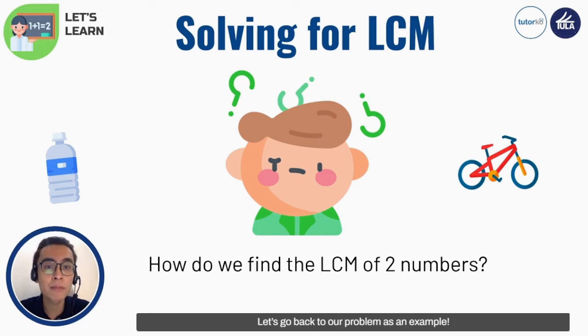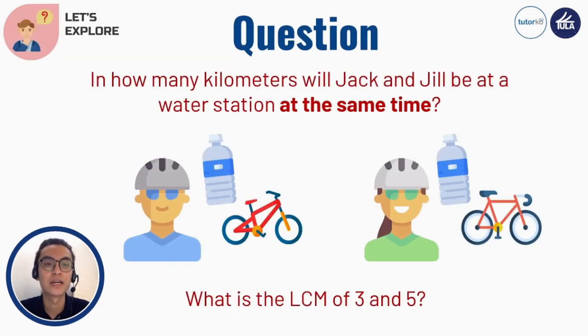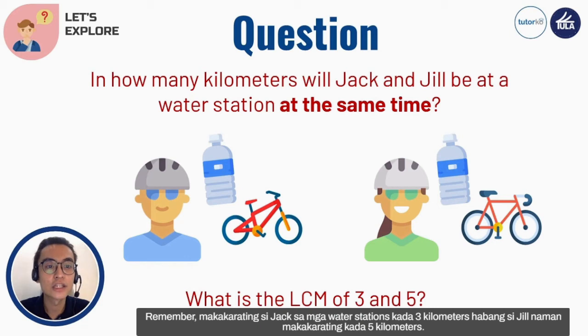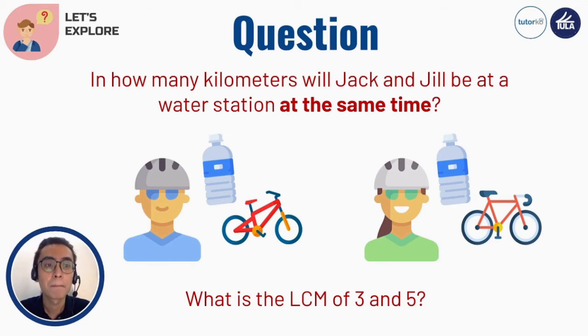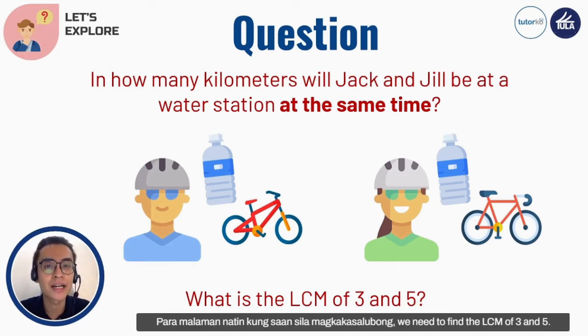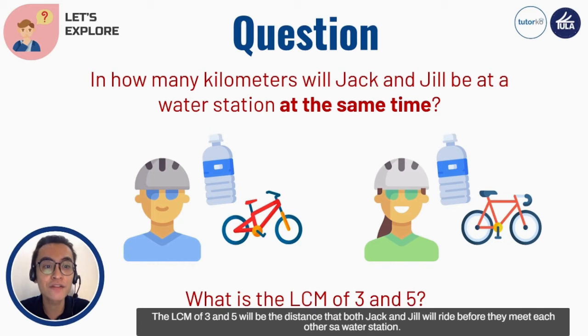Let's go back to our problem as an example. Remember, makakarating si Jack sa mga water stations kada 3 kilometers, habang si Jill naman makakarating kada 5 kilometers. Para malaman natin kung saan sila magkakasalubong, we need to find the LCM of 3 and 5. The LCM of 3 and 5 will be the distance that both Jack and Jill will ride before they meet each other sa water station.